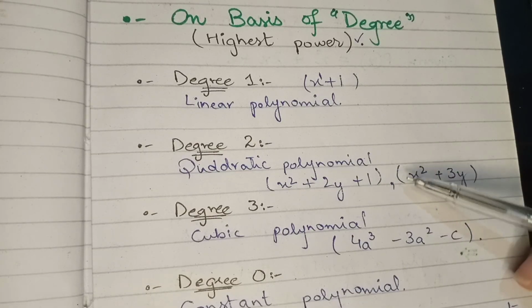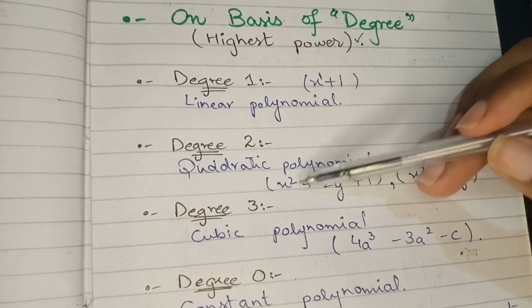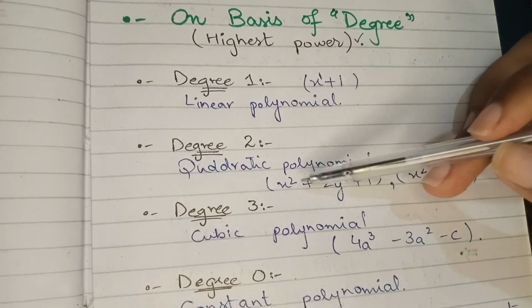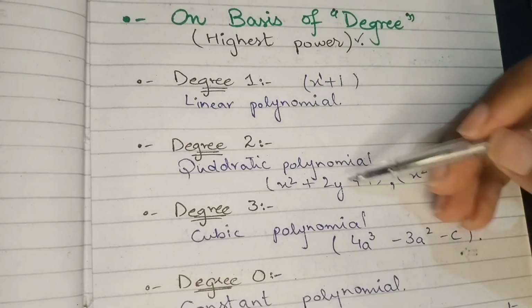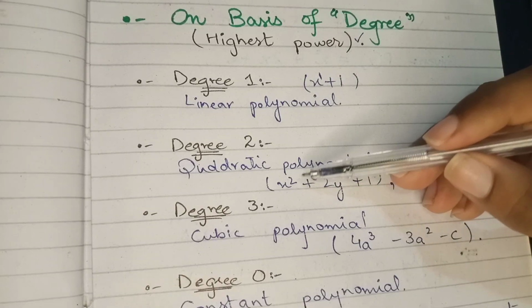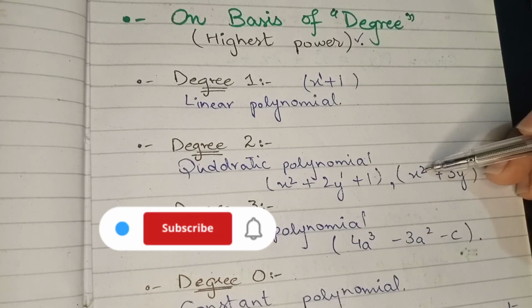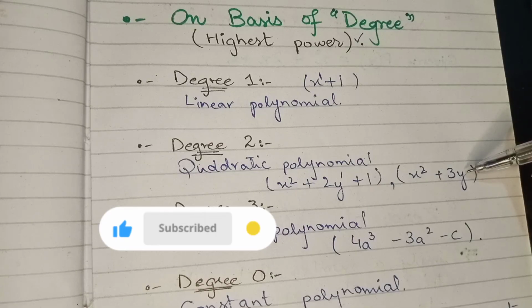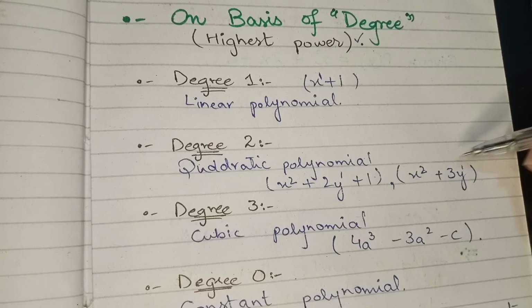Here the highest power is 2, x squared plus 2y plus 1. So 2 is the highest power. 1 is also present, but 2 is the highest power. Second example, x squared plus 3y. Here 1 is also present, but 2 is the highest power. So we are going to look at the highest power in the polynomials.